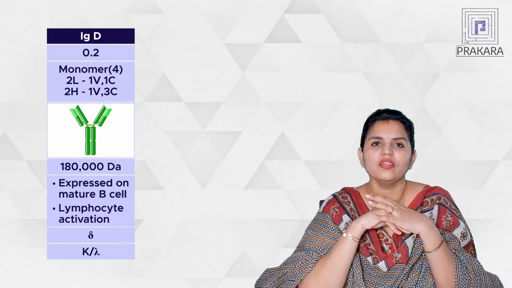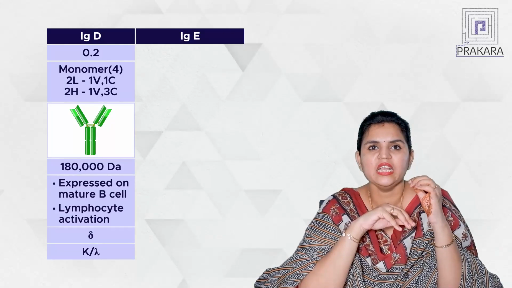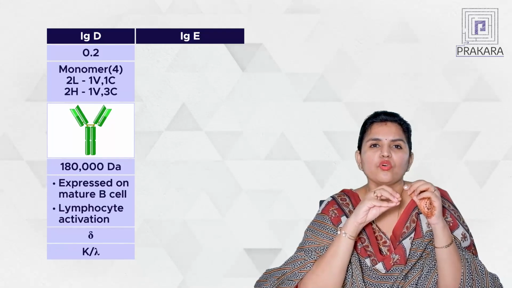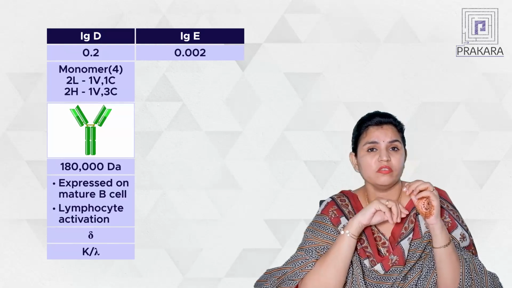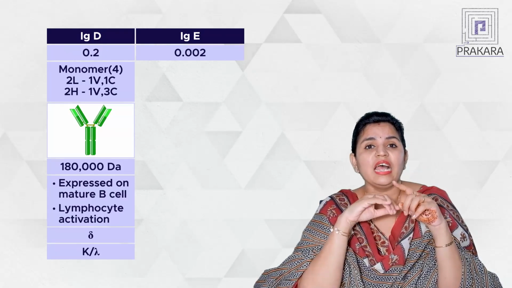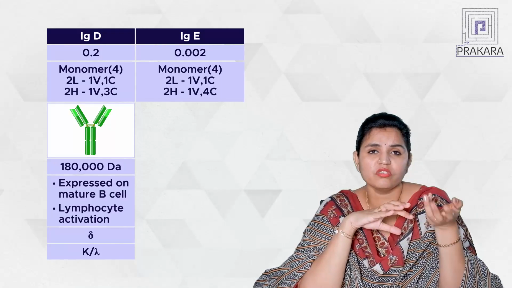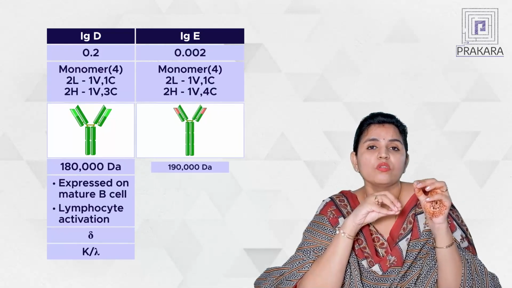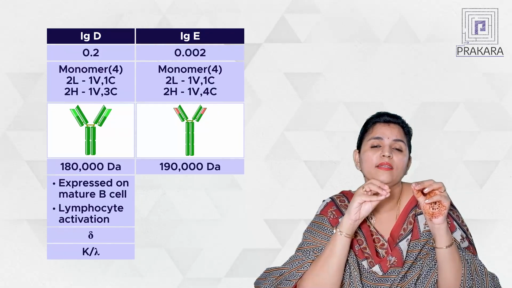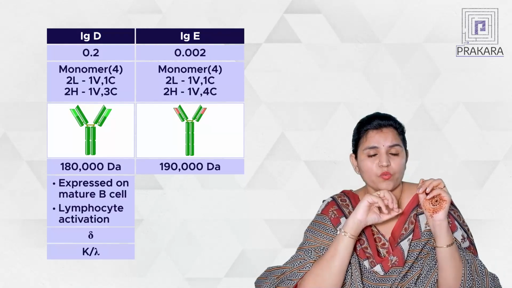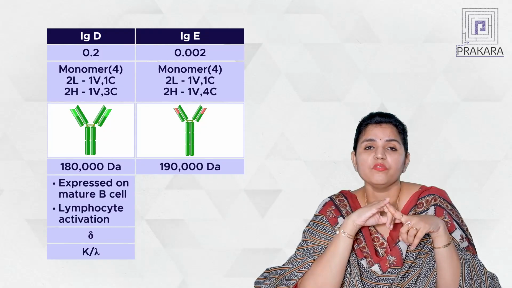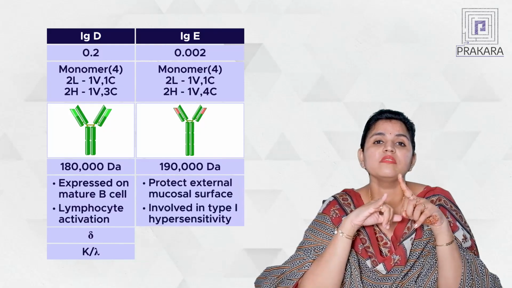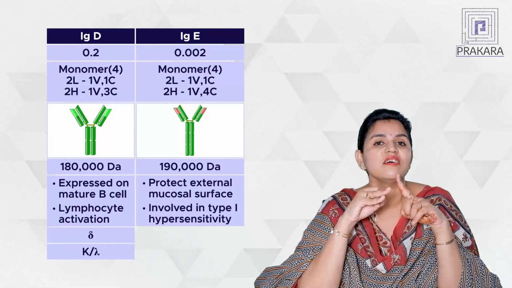The next class that we are learning is immunoglobulin E. Immunoglobulin E constitutes almost 0.002% of our total serum concentration. It is a monomeric structure. It contains two light chains, two heavy chains, and a molecular weight of almost 190,000 Daltons. Coming to the functions, it plays a very important role in hypersensitivity reactions as well as allergic reactions of the body.